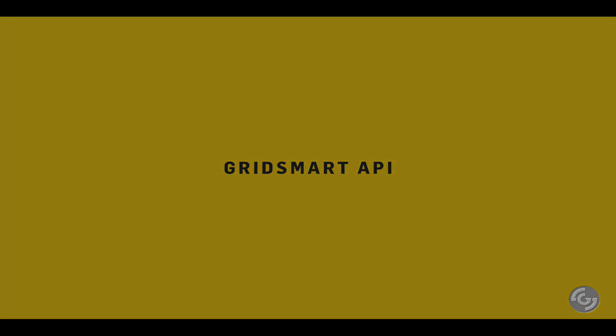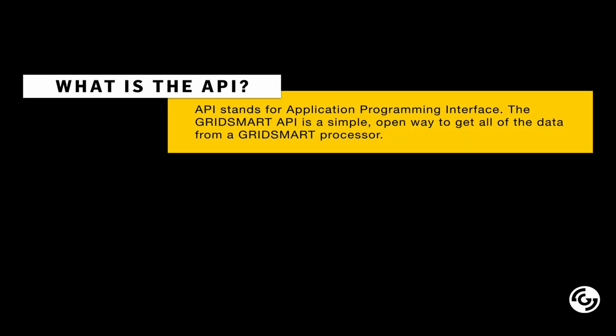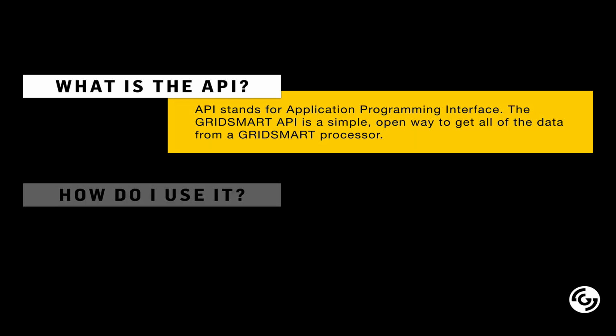So what is the GRIDSMART API? Well, API stands for Application Programming Interface, and the GRIDSMART API is really a simple and open way to get data and images from a GRIDSMART processor. And what I mean by open is it's documented. So how do I use it?